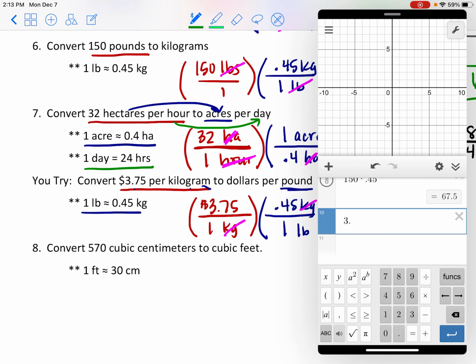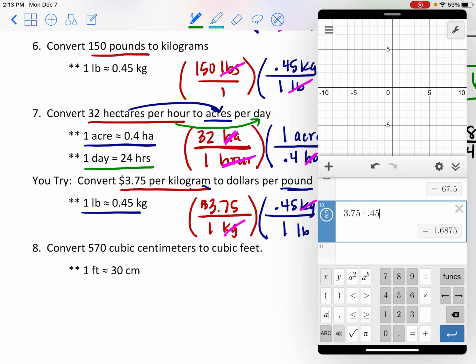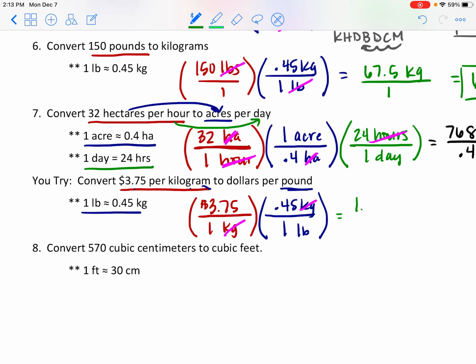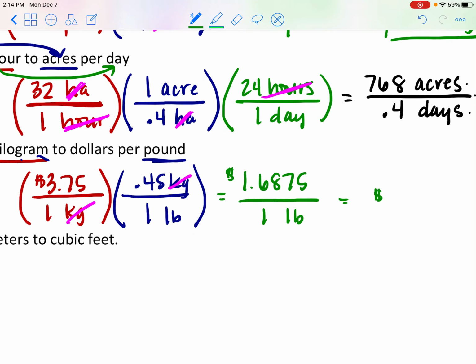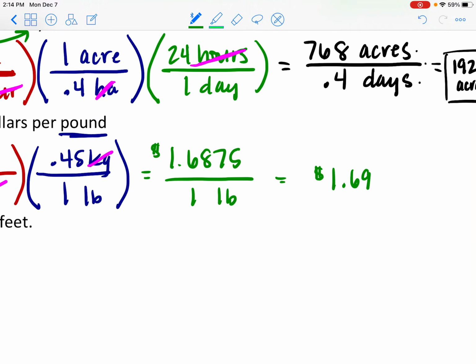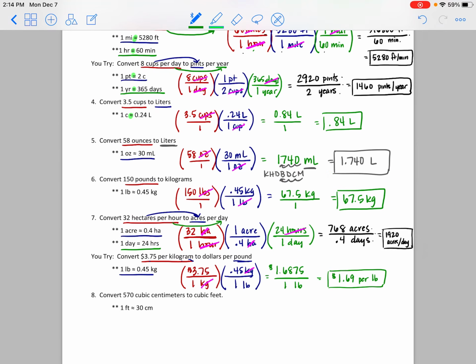$3.75 times 0.45 is 1.6875. So that's 1.6875. That's still dollars on the top. And then that's 1 times 1 is 1, and that is pound on the bottom. And so this is going to be, we're going to round that to $1.69. We always round to the hundredths place if it's money, and that's dollars per pound on the bottom that we have there. $1.69 per pound. So if you're paying $3.75 per kilogram for an item, then that's really $1.69 per pound for that item.